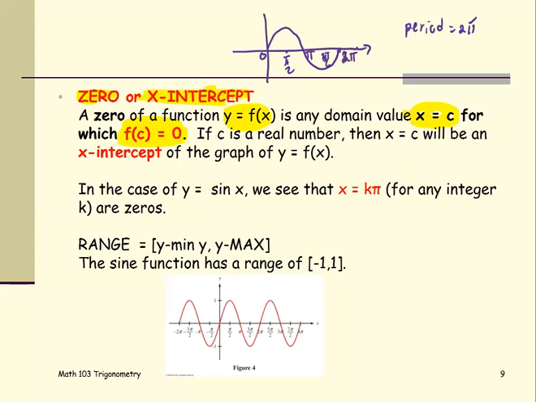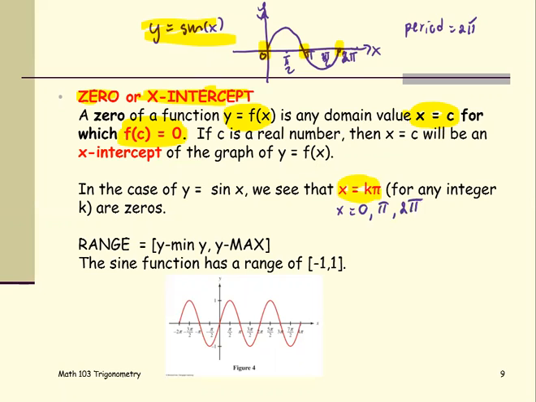If this is the graph on the xy plane, and y is a function of x, or y equals sine of x, the x-intercept occurs at angle 0, angle pi, and angle 2 pi. So for the graph of y equals sine of x, the x-intercept or the zero occurs at the multiples of pi. For one cycle or one period, x equals 0, pi, and 2 pi.